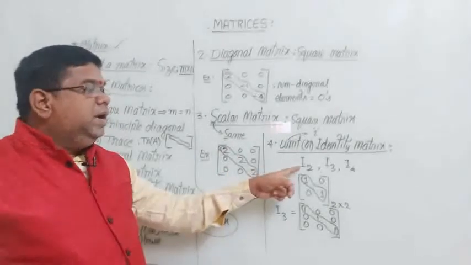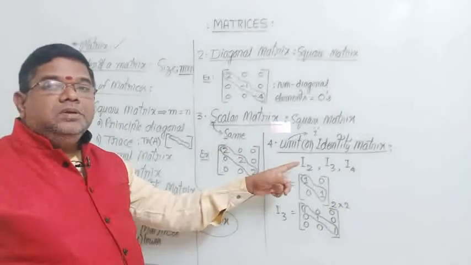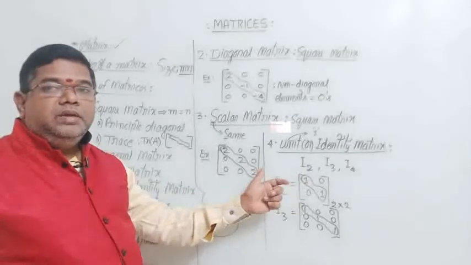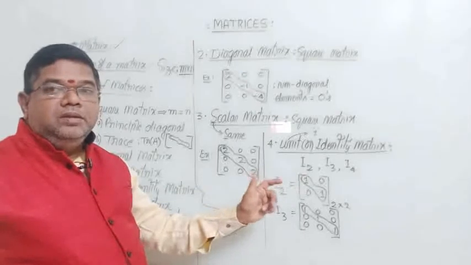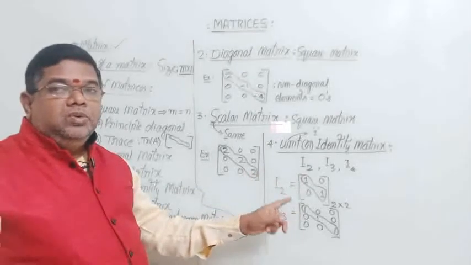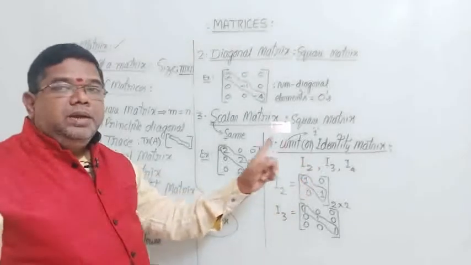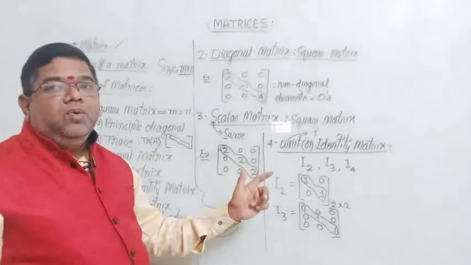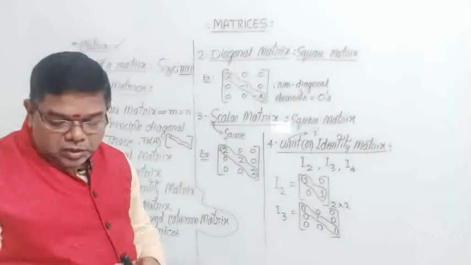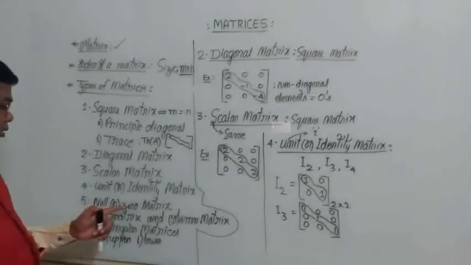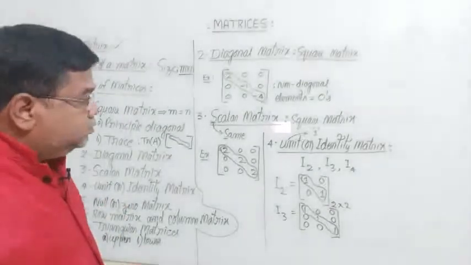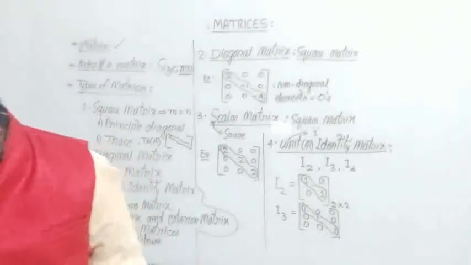Generally it is denoted by I. I2 means the identity matrix of order 2, which is 2 by 2. I3 means the identity matrix of order 3, meaning 3 by 3, 3 rows and 3 columns. I4 means the identity matrix 4 by 4. Okay. Now the next matrix, the fifth one, is the null matrix or zero matrix.